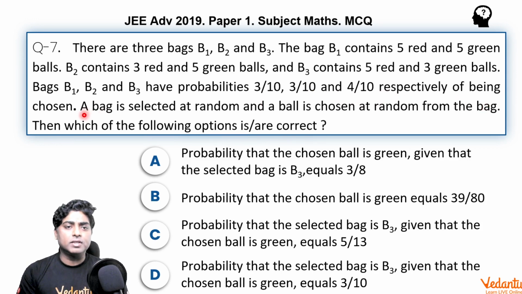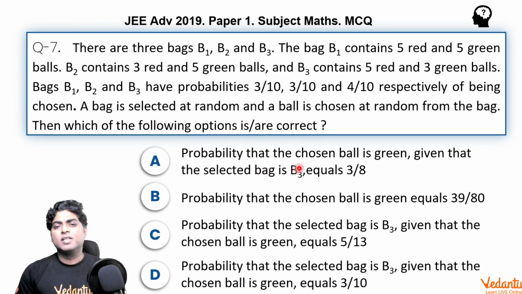Okay, let's see what it says. A bag is selected at random and a ball is chosen at random from the chosen bag. Then which of the following options are correct? More than one option may be correct. So looking at the options, they ask about usual things. You do these kind of problems very frequently in the chapter probability, so it's not a tough task to track the correct option.